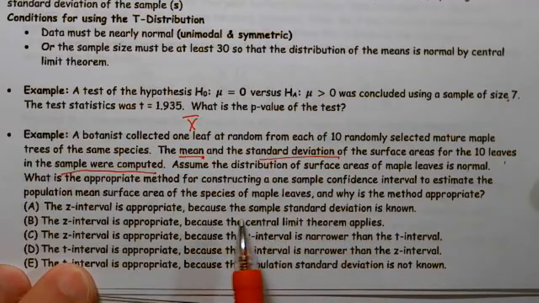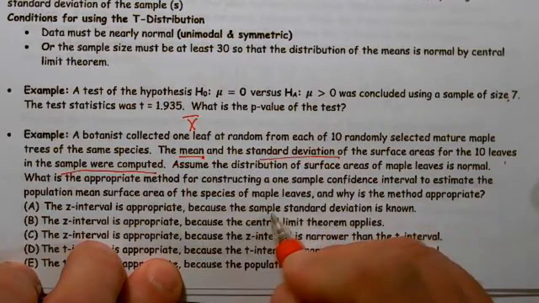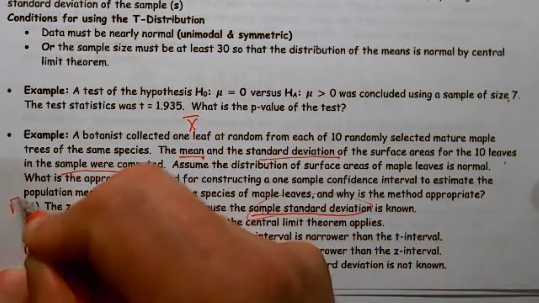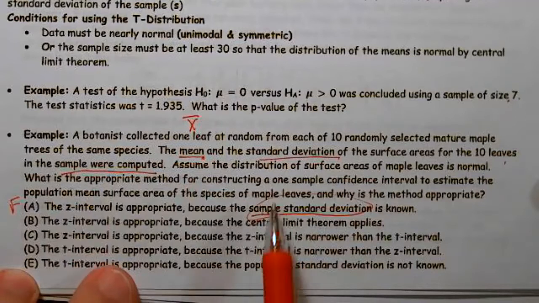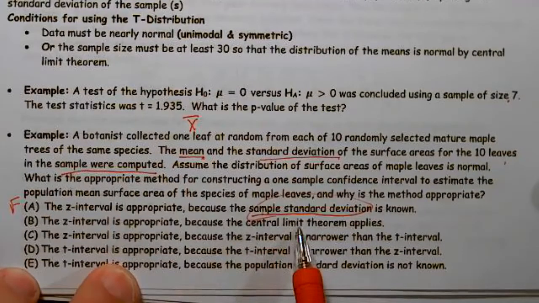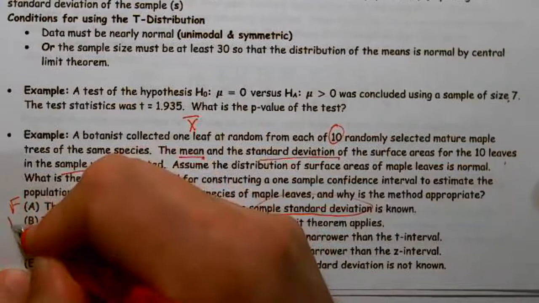All right, so I want to talk about a couple of these answer choices and why they're wrong. The Z is appropriate because the sample standard deviation is known. The Z would have been appropriate if the population standard deviation is known, but since it's the sample standard deviation, that's false. All right. The Z is appropriate because the central limit theorem applies. First off, Z isn't appropriate because the central limit theorem applies. Z is only appropriate if we know the standard deviation of the population. And the central limit theorem doesn't apply here because our sample was only 10, it wasn't 30. So that's false for two reasons.